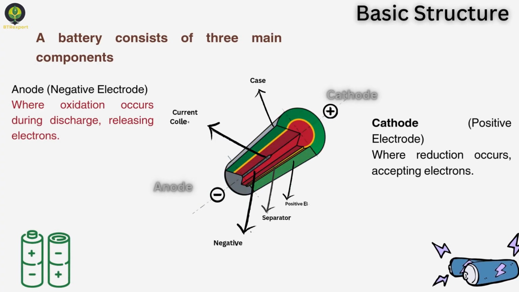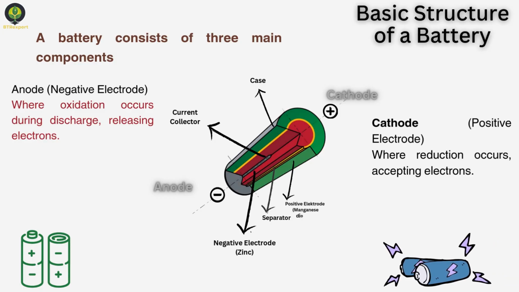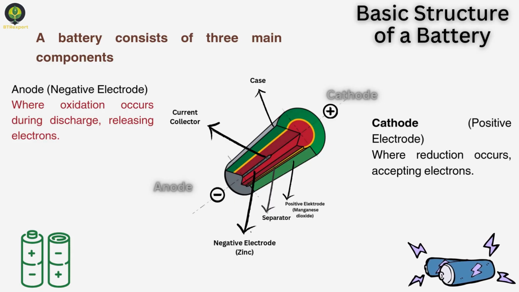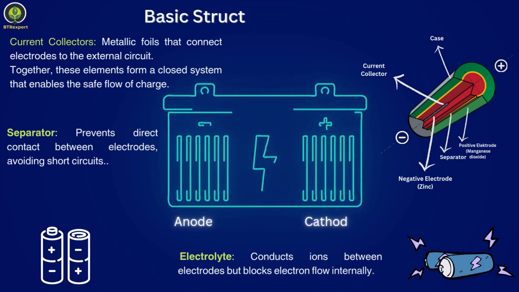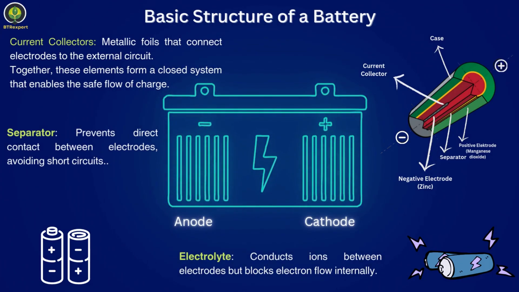Every battery shares the same basic architecture. First, we have the anode and cathode. These are the main players in the battery's chemistry. The anode is the negative electrode where oxidation occurs, releasing electrons. The cathode is the positive electrode, accepting electrons during the reduction process. Their roles are critical in facilitating the flow of electrical energy. The current collectors are metallic foils that link the electrodes to the external circuit, allowing the flow of charge. They ensure that the energy produced within the battery can be harnessed effectively.